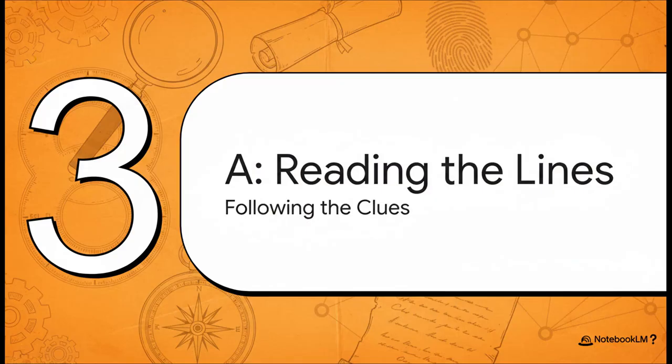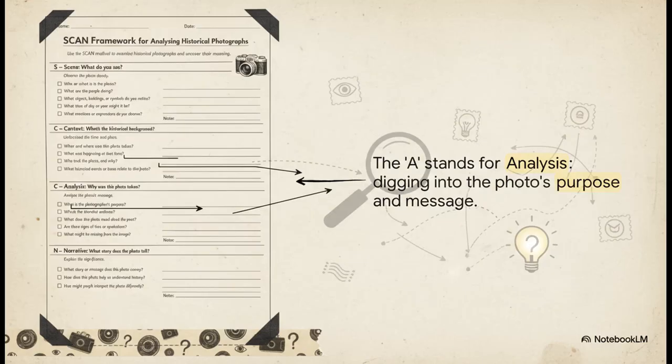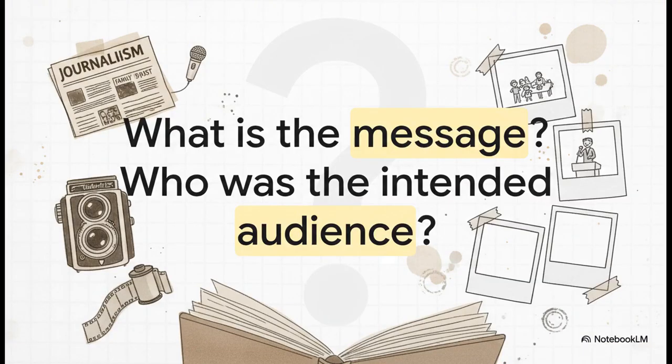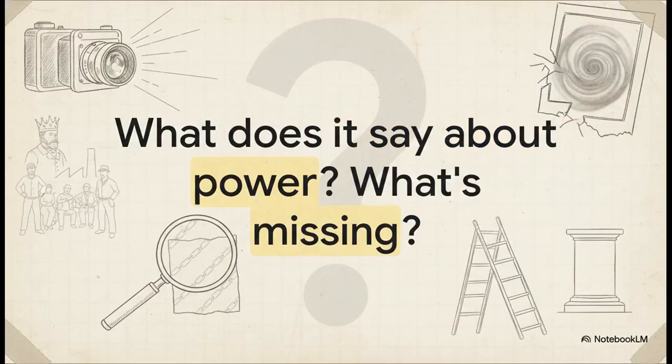Okay, we've got the scene, we've got the context. It's time for step 3, A for analysis. This is where our inner detective really starts to have some fun, reading between the lines and connecting the clues. This is the point where we finally get to ask that big question. Why? Why was this picture even taken in the first place? What's the deeper message that might be hiding right there in plain sight? So a huge piece of this is thinking about the person behind the camera. Was this just a casual family snapshot, a piece of journalism for a newspaper, or was it even propaganda? Thinking about who this was for, a private album versus a public newspaper, that changes everything about how we see the image.